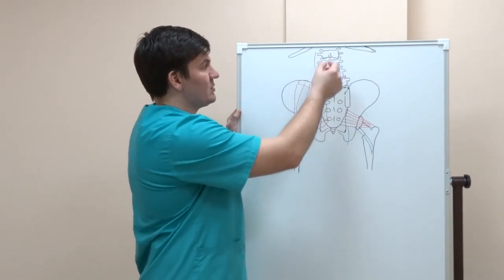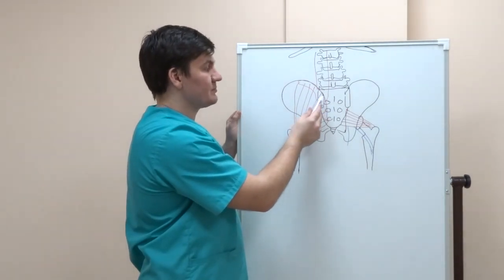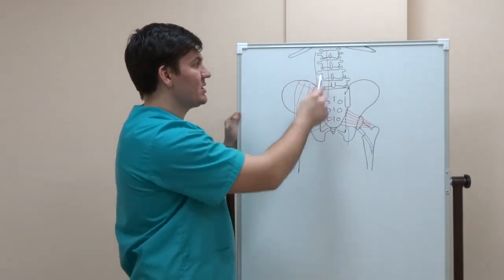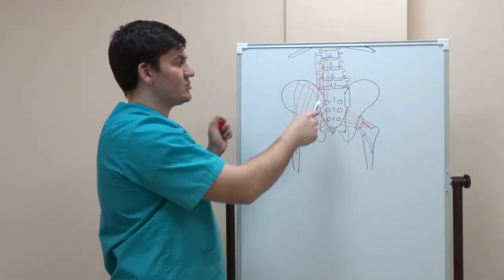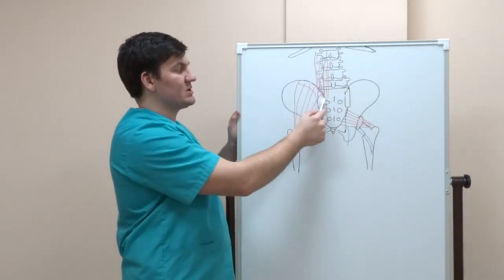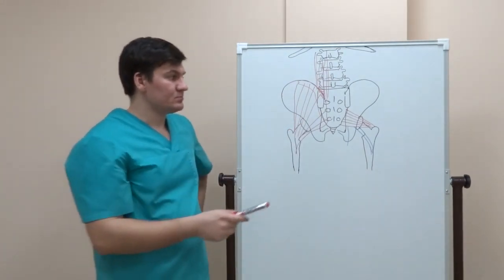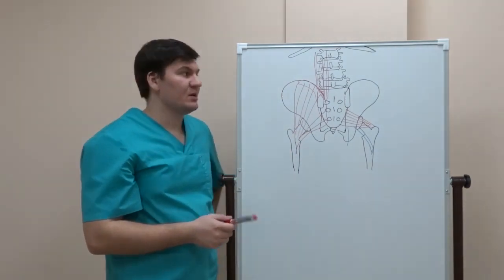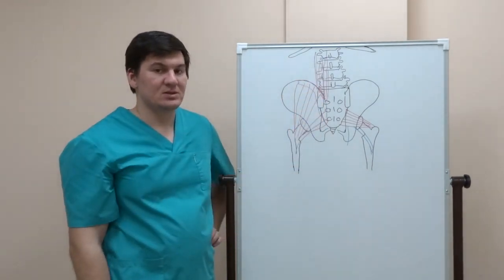This muscle runs along the vertebrae, attaching to the sacrum at one end and to the lumbar region at the other, and it also helps stabilize the sacroiliac joint. Therefore, when the large gluteal muscle is weak, hypertrophy of these paravertebral muscles, the spinal extensors, often occurs.